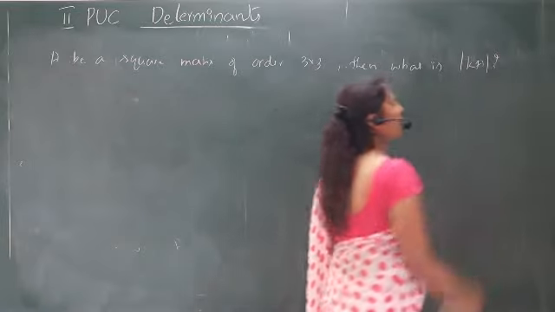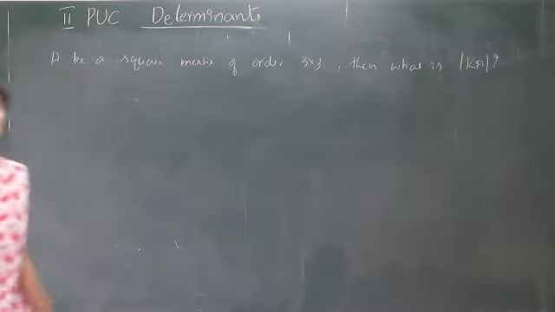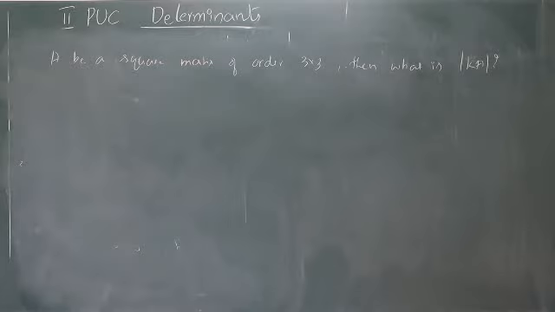So this will be asked usually for 1 mark. So when a matrix of 3 by 3 or 4 by 4 anything is given, then what is the value of determinant of k into A? So whether it is k into determinant of A, or k square into determinant of A, or k cube into determinant of A, or 3 times k into determinant of A. So this is a very important one.